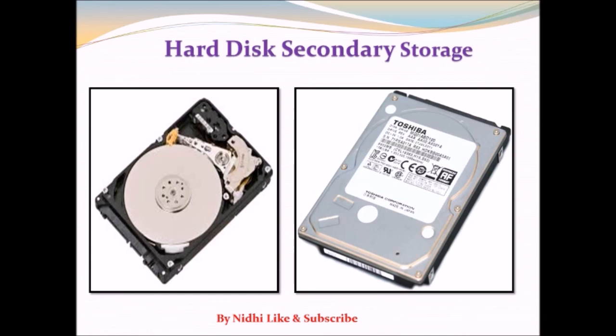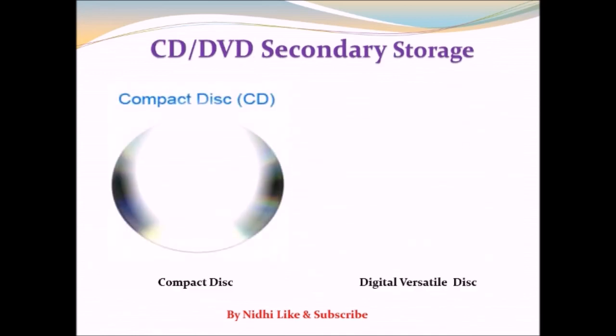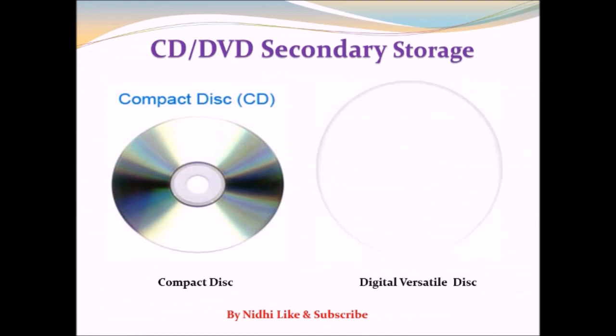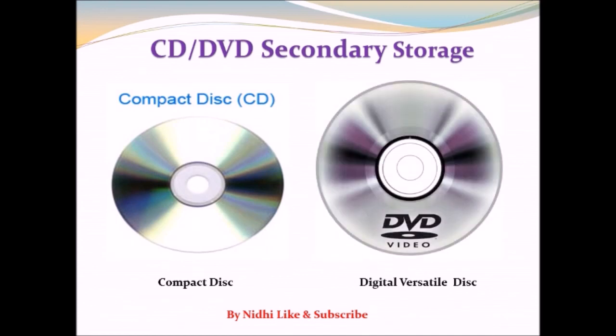Okay, next is CD. CD means compact disc, and DVD is digital versatile disc. CD stores less amount of data as compared to DVD. Initially CD came as a portable storage device, and then for higher storage DVD was developed. DVD can store two or three movies at a time, but CD has less space as compared to DVD. Okay, so here you can see CD and DVD.